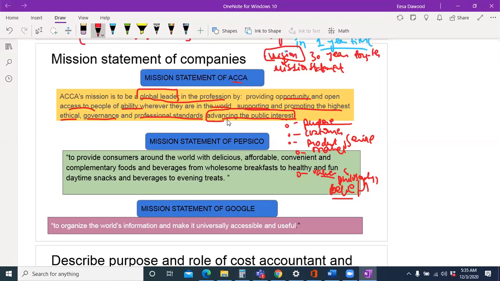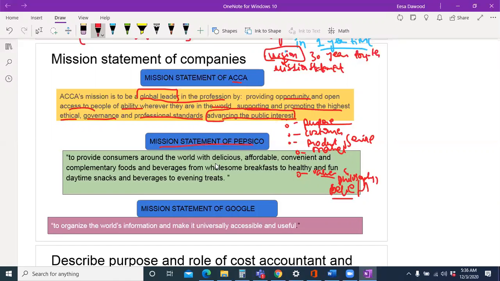Whatever their policies, targets, and goals are, they would ultimately be focused on the things given in the mission statement. Only then would their mission be achieved. So whatever targets they set, operational goals, long-term targets, tactical targets, all of that will be in line with their mission statement.